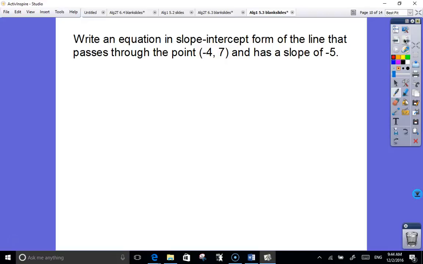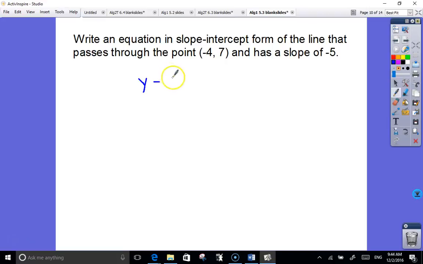Okay, write an equation of a line in slope-intercept form that passes through the point -4, 7 and has a slope of -5. Now that's the kind of thing we did in the homework last night, right? But I'm going to show you, this is where I like to use point slope for this rather than the y equals mx plus b. So let's write the point slope form first. It's going to be y minus what?